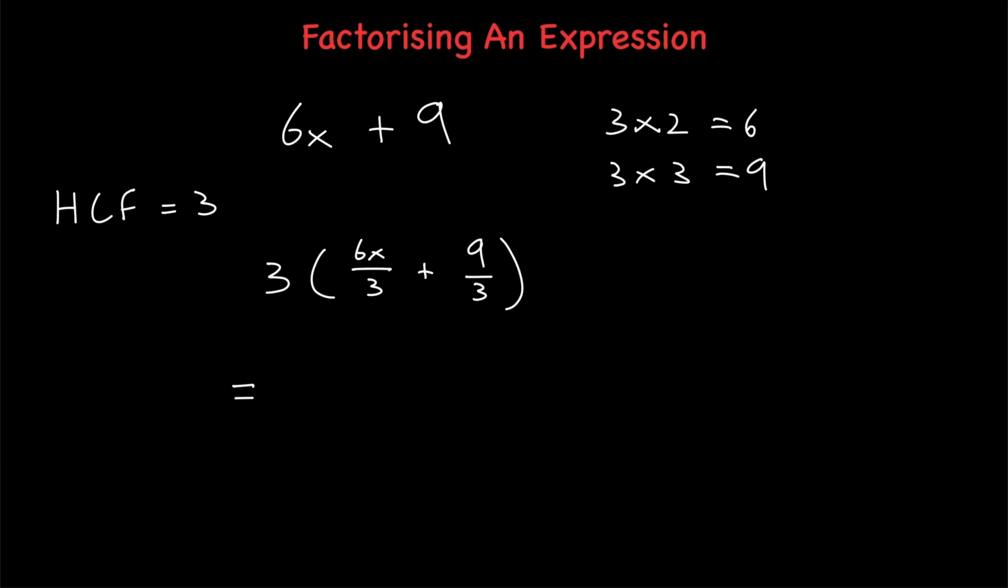And so then simplifying, we have 3 outside of the brackets, 6x divided by 3 is 2x, so you just focus on the coefficients here, and then plus 9 divided by 3, which is 3. And so this here is our factorized form.